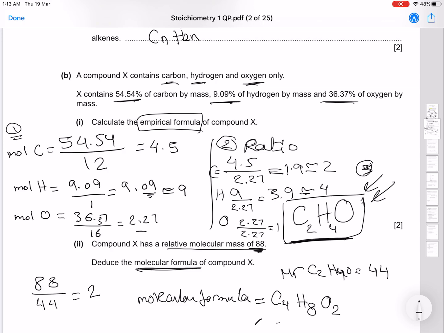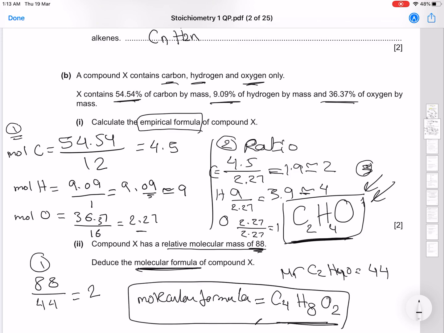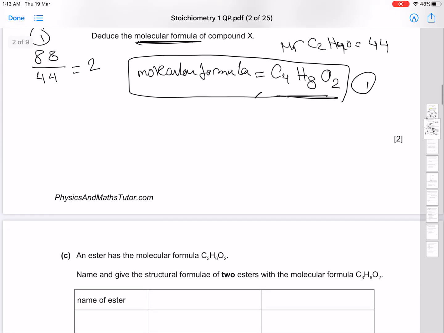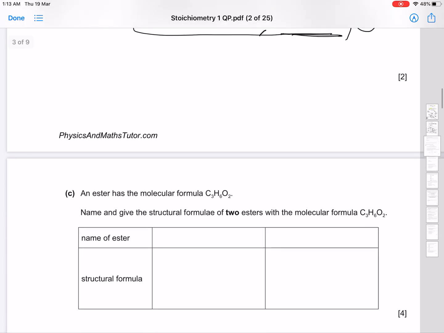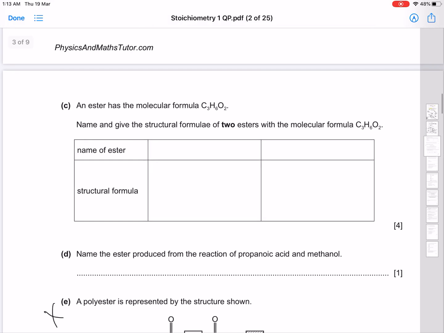And don't forget to write down the molecular formula. So that's 1 mark. You get 1 mark over here. You get 1 mark over there. Okay. Now let's move to part C. Okay. So that's another part. It's an ester.